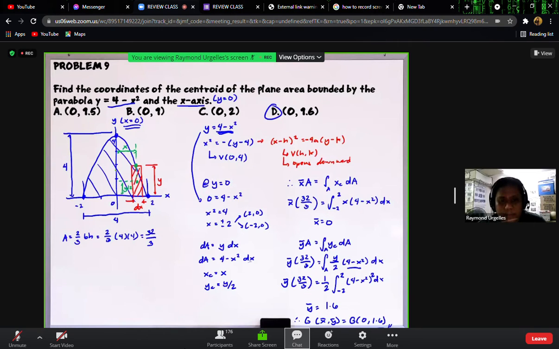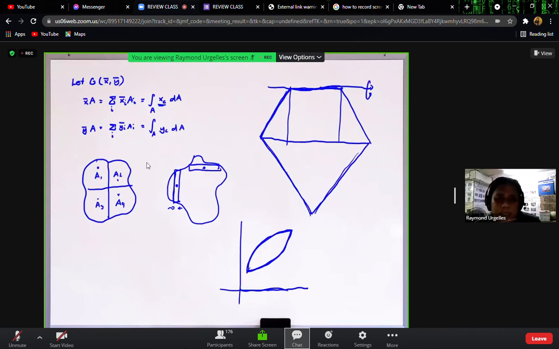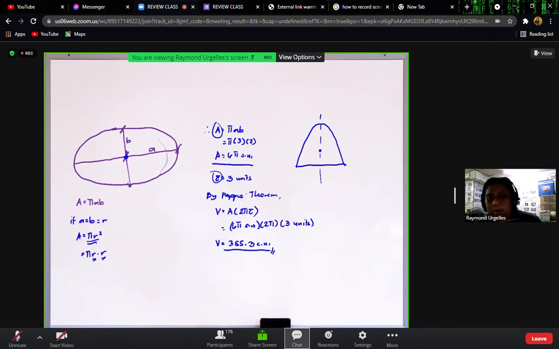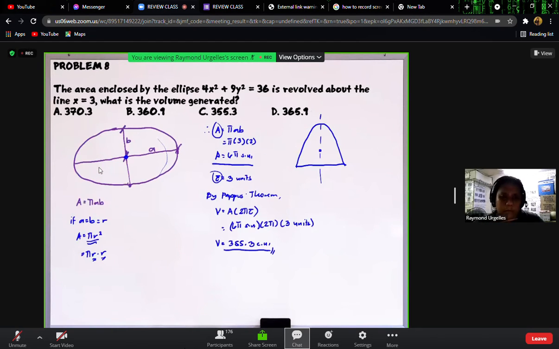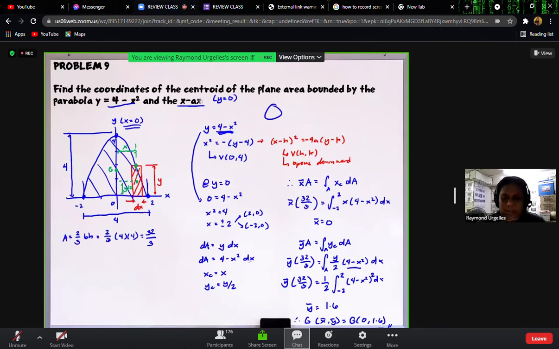So we have letter D. This means our centroid is somewhere here. Of course, another way is by using the direct formula. I gave you the direct formula last time, or yesterday, for the centroid of a parabolic segment. Again, that's 2/5 of the height from the base.